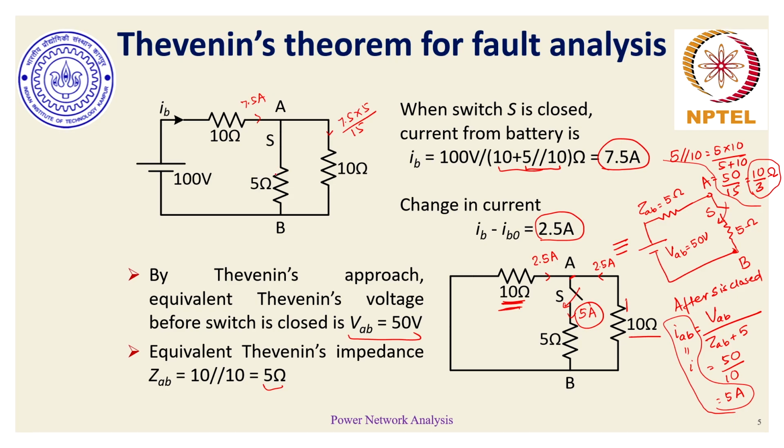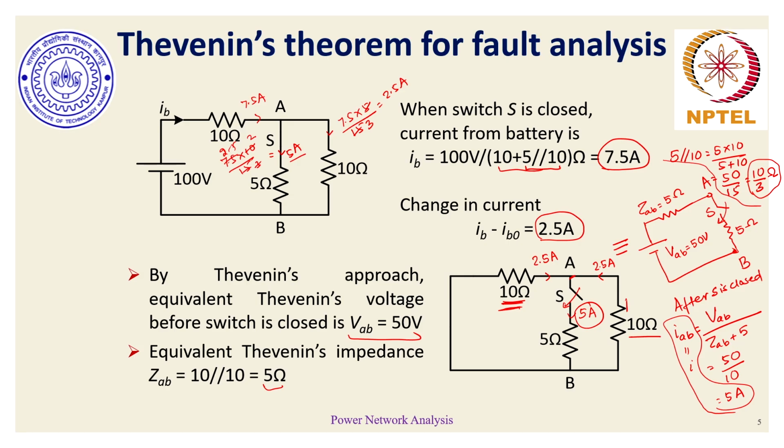So 5 ohm impedance would come in here because of the inverse current distribution, which would give me 2.5 amperes, and similarly the remaining 5 amperes is coming in here. Why am I getting 5 here? Because 7.5 into 10 divided by 15, which gives me 5 amperes. So current always distributes in inverse ratio of the impedances.